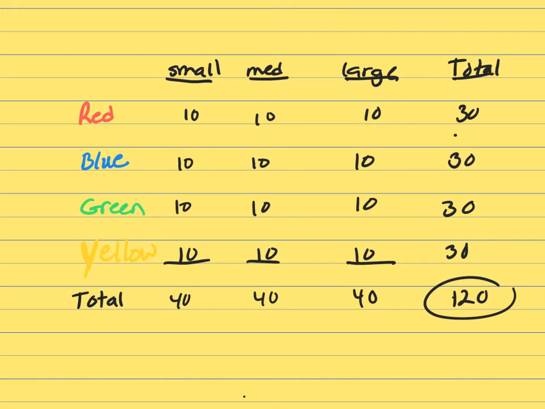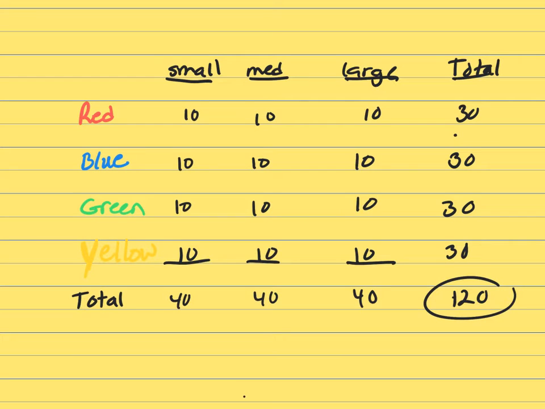This store sells small, medium, and large trucks in the 4 colors listed. And they have an equal number of trucks of each possible combination, so I just used the number 10 for all those. And Paul wants a medium red truck. His mother randomly selects one.